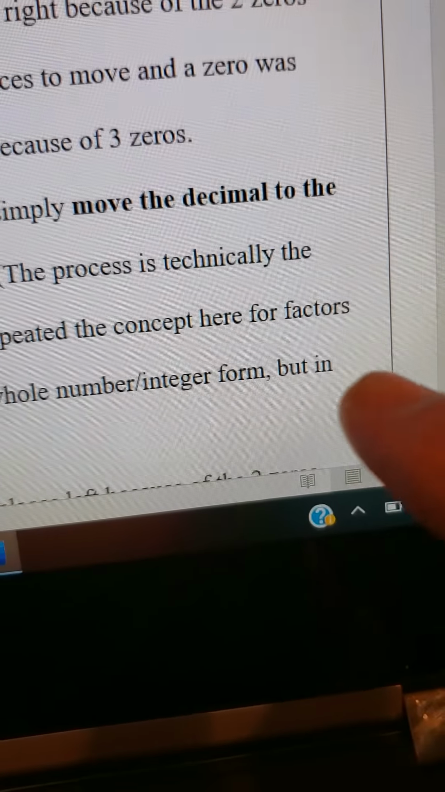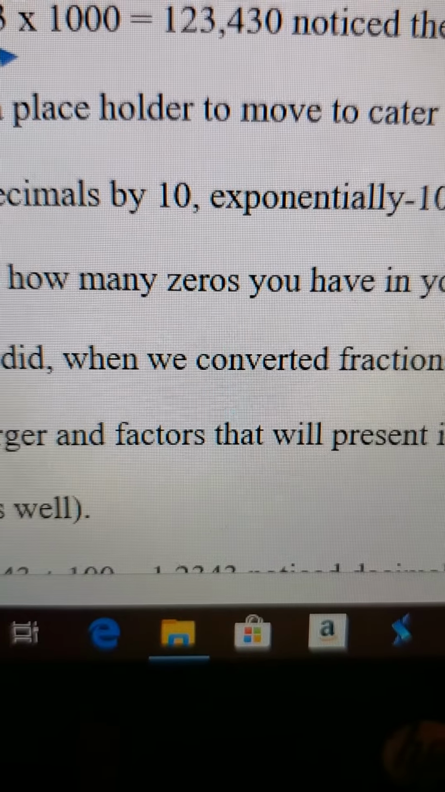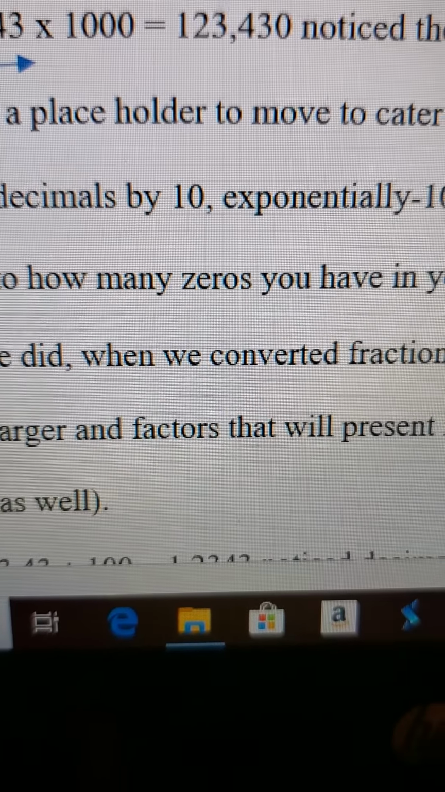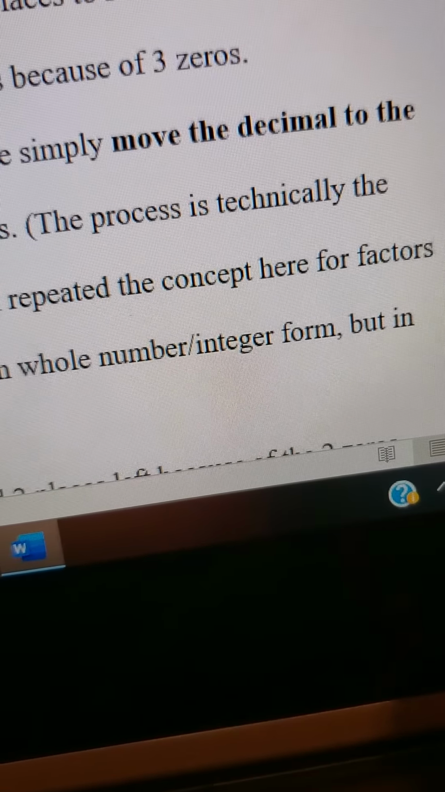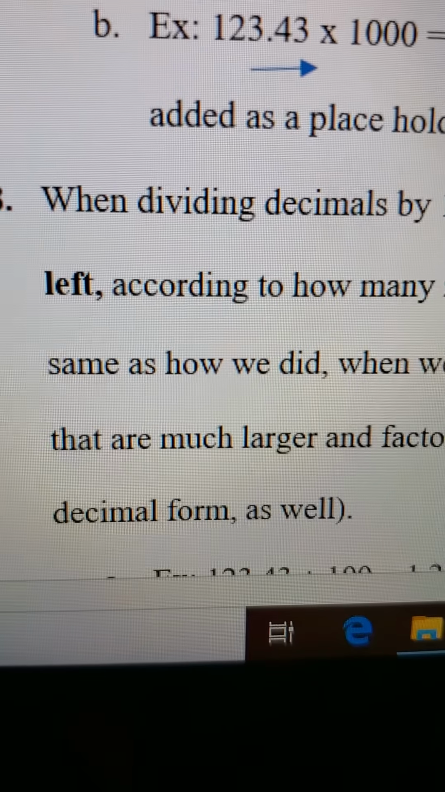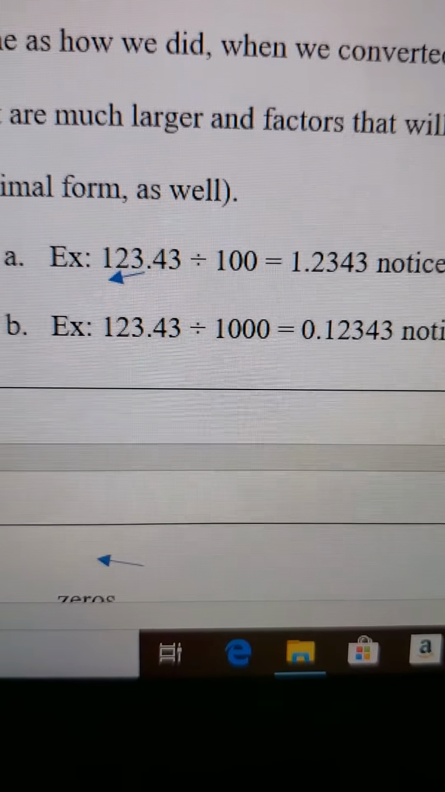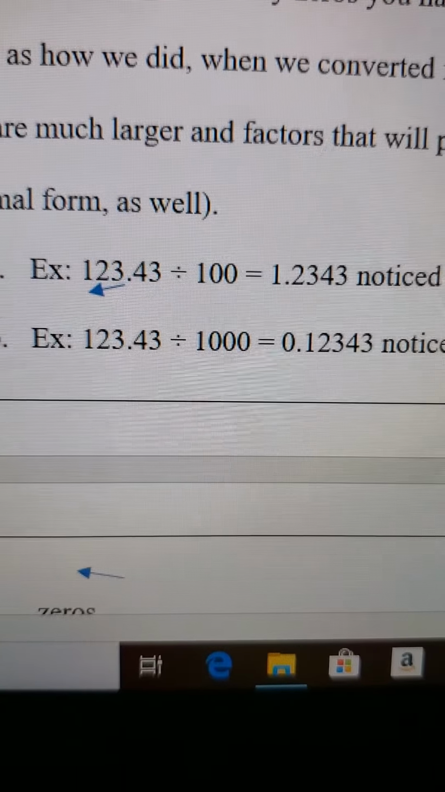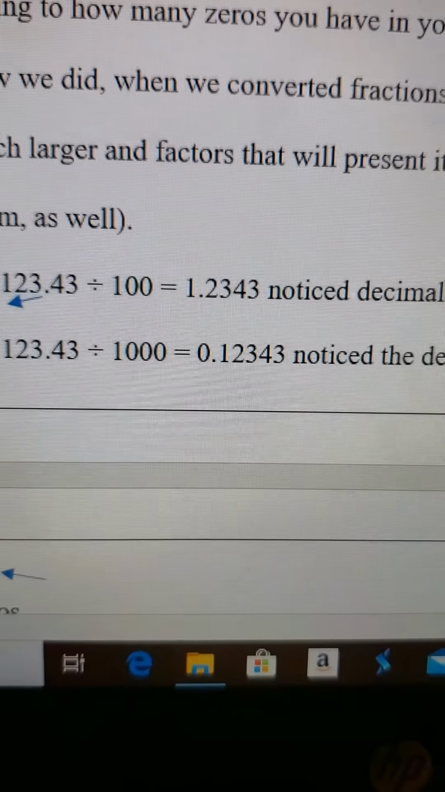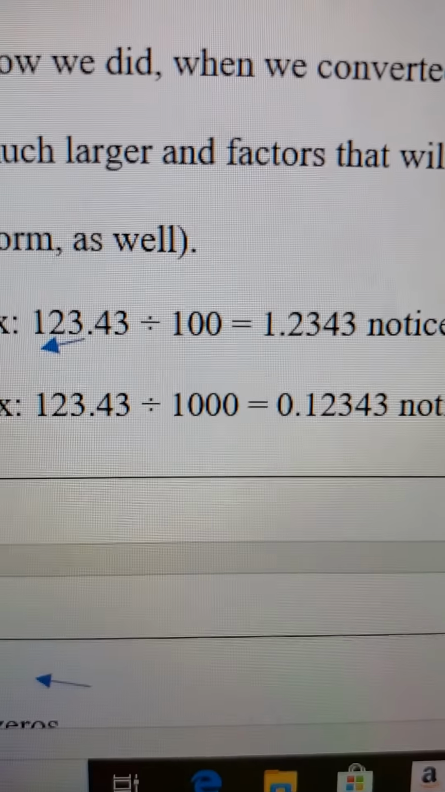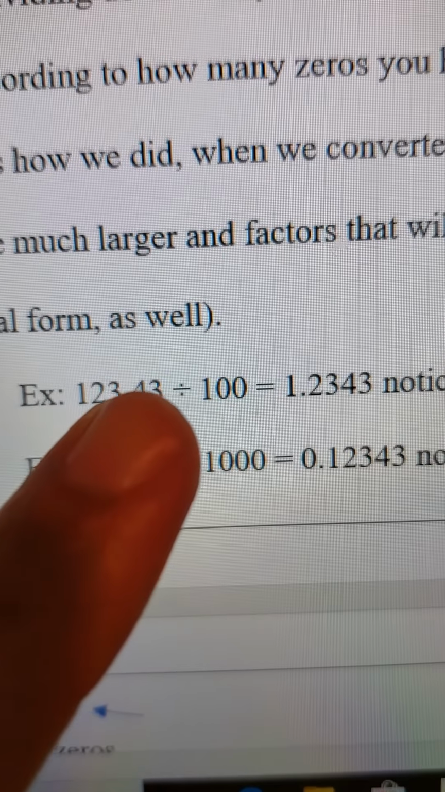So I repeated the concept here for factors that are much larger and factors that will represent themselves not only as whole numbers or integer form as in the case of fractions, but also in decimal form as well. So for example, if we have 123 and 43 hundredths divided by 100, 123.43. As you say, we're going to go left, which is the opposite of multiplication. We go right. So 2 zeros means 2 places to the left.